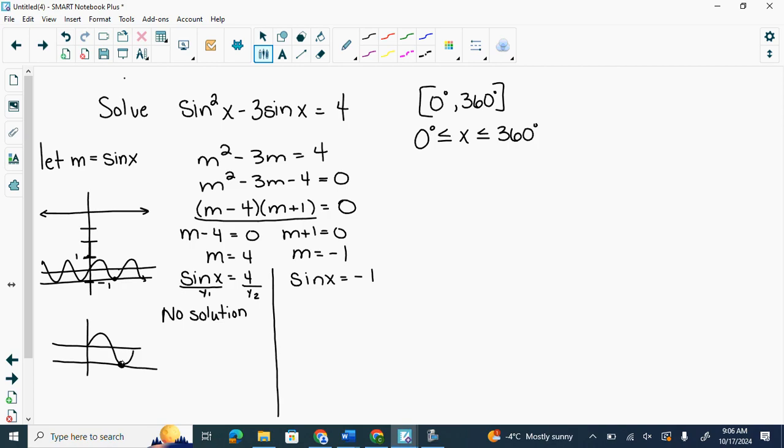Correct? On your screen? Oh my goodness. Your screen should look like that, right? Where did it intersect at? 270. So we know that's where we're going for, 270 degrees.